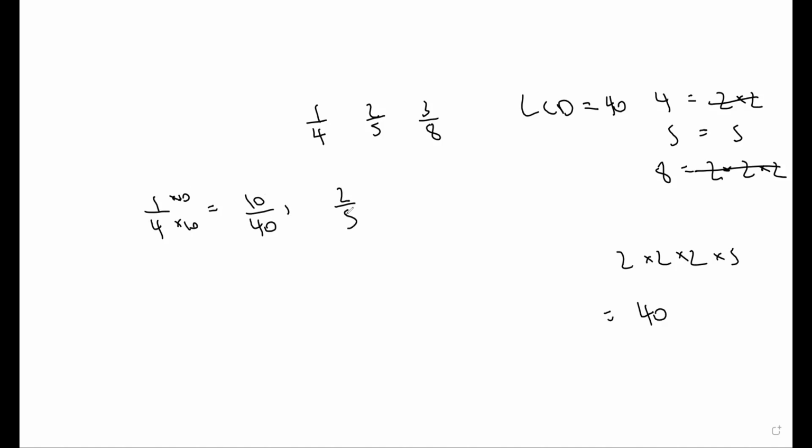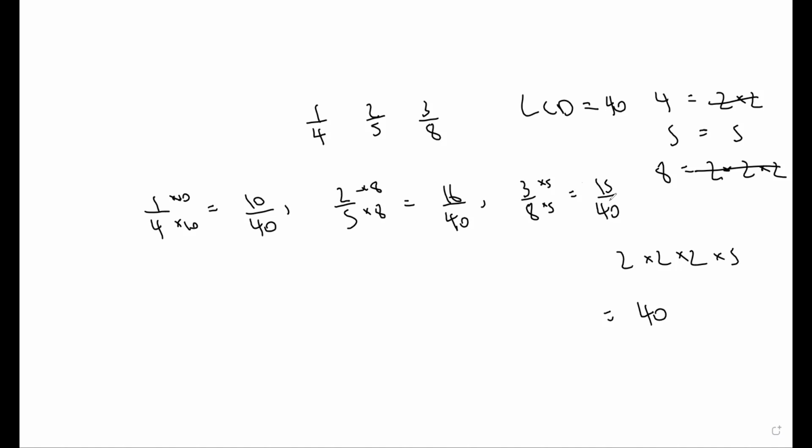So 5 times what number will get us to 40? I guess that's just 5 times 8. So times 8 times 8. So that's 16/40. Another comma, and then you got 3/8. So 8 times what number gets us 40? That would be 5. So times 5 times 5, and you get 15/40.